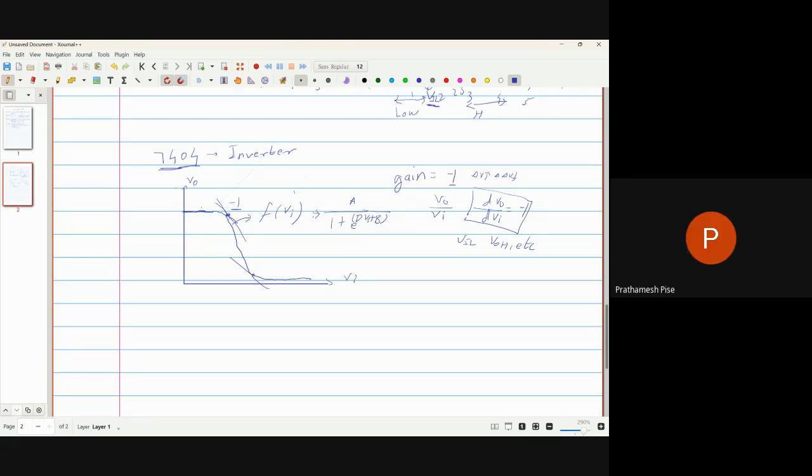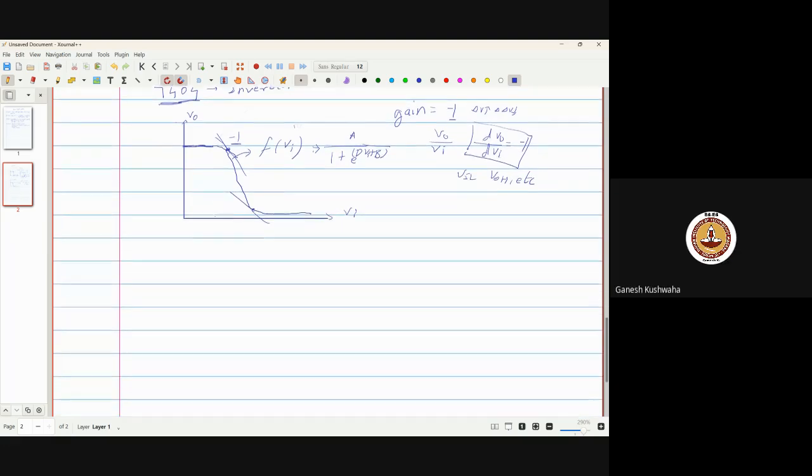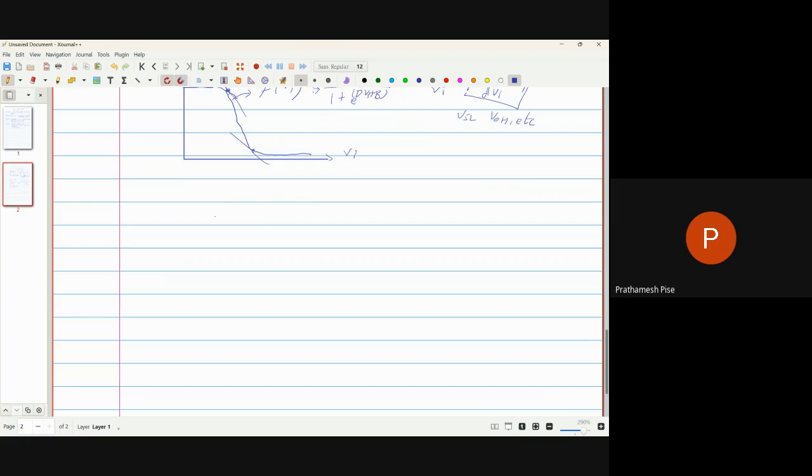Correct. So tell me, will there be one noise margin or two noise margins for an inverter? I think one noise margin. Okay, I think two. So tell me why one or why two? Those people who have said one or two, why one or why two?